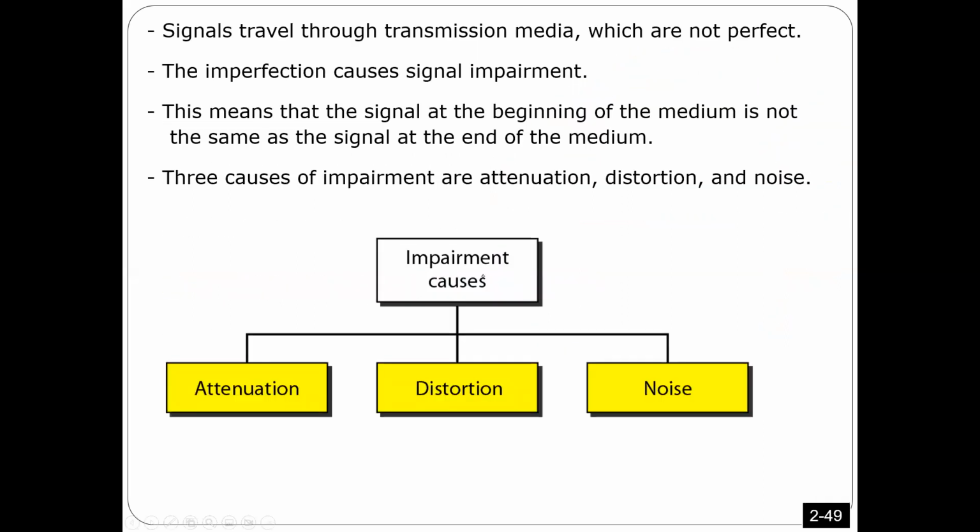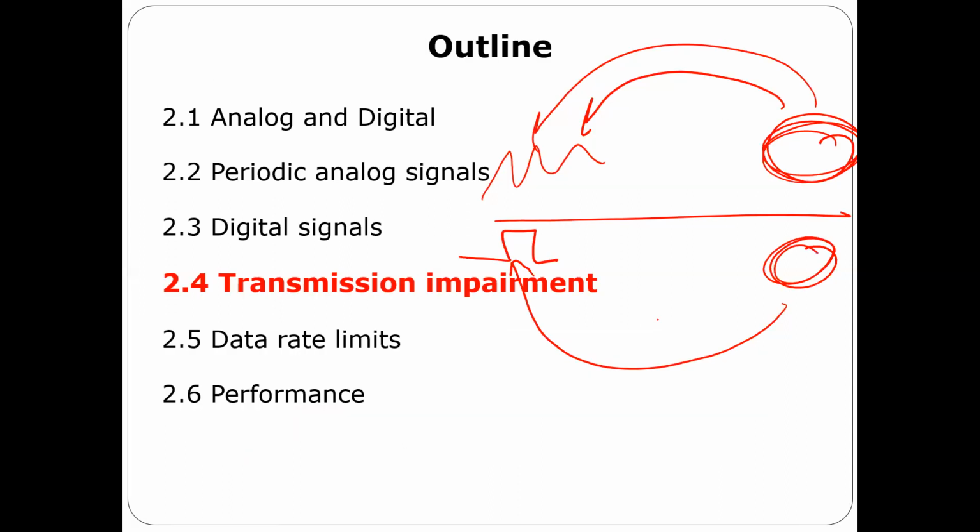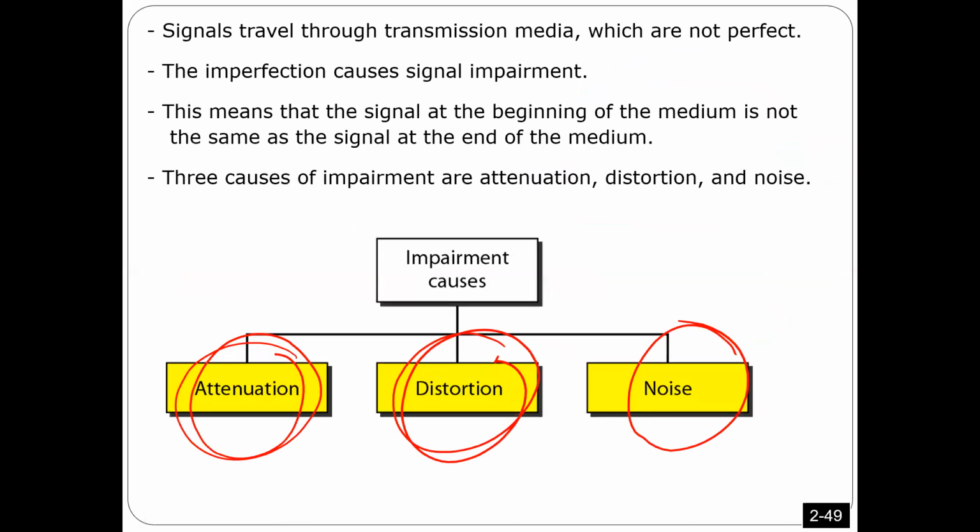For the reasons for this impairment, I'm going to talk about three reasons. The first reason is attenuation. The second one is distortion. The third one is noise. Because of these three reasons, as I said, when you transmit a signal here, what you are going to receive at the other side of the cable or of the medium is going to be a distorted signal. It's not going to be exactly the same signal, okay?